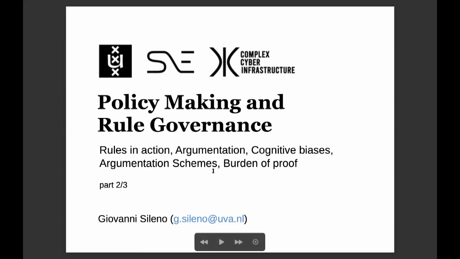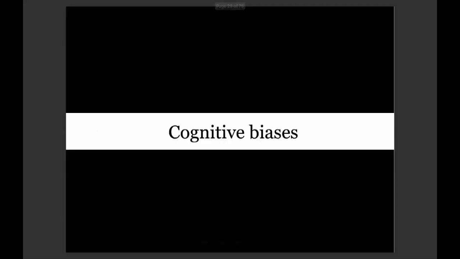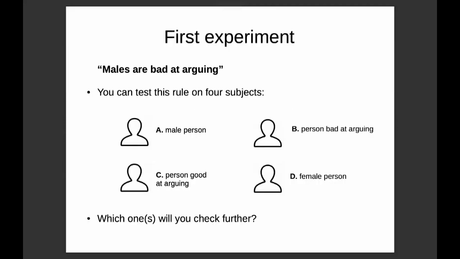Let us start the second part of the lecture with an experiment. Please prepare pen and paper. Let me say that in general males are bad at arguing. Now, you can test on some subjects whether this rule is satisfied. For each subject you can have two pieces of information: whether it is a male or a female, whether it is good or bad in arguing.